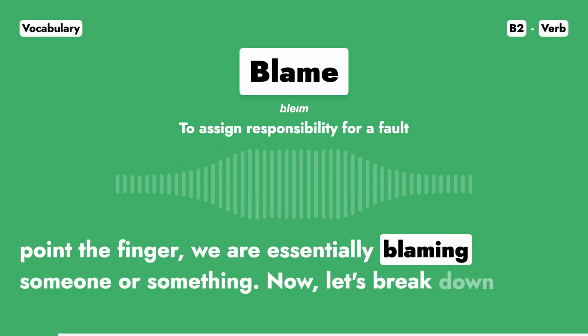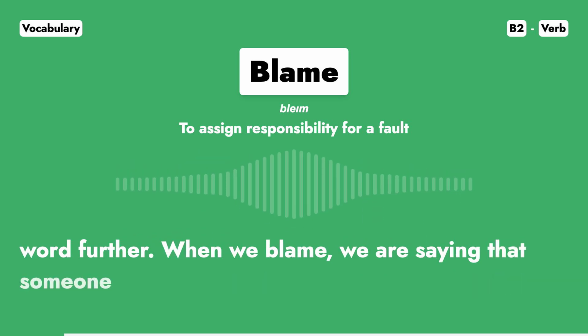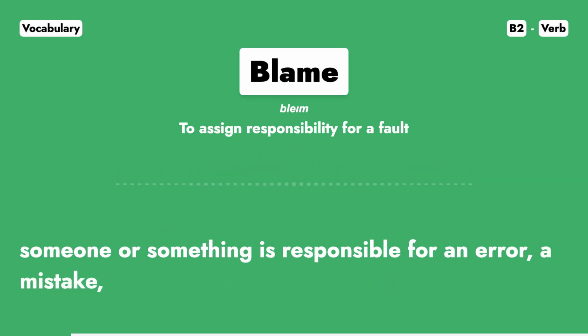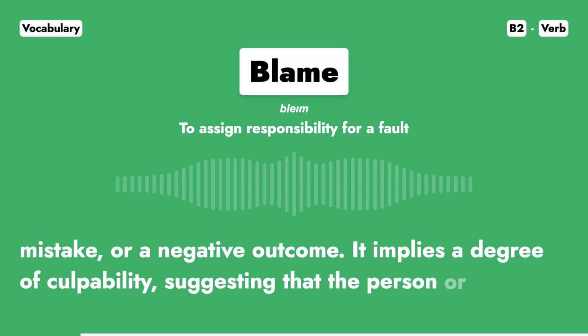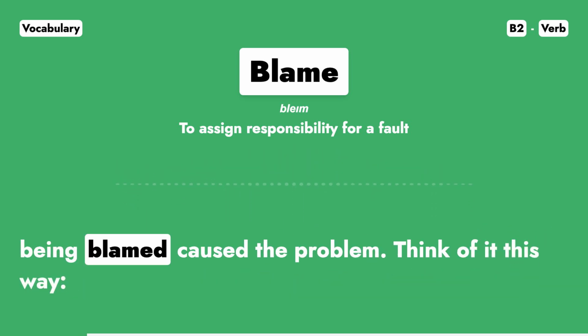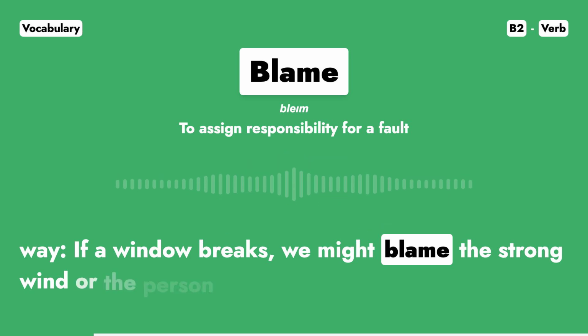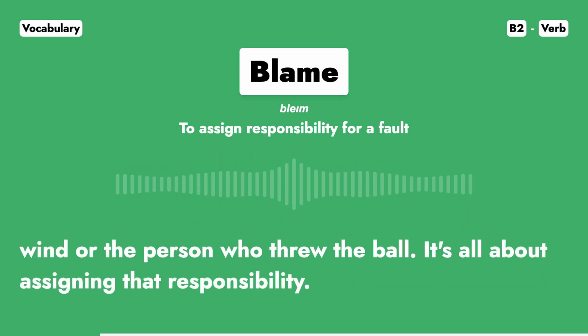Now, let's break down this word further. When we blame, we are saying that someone or something is responsible for an error, a mistake, or a negative outcome. It implies a degree of culpability, suggesting that the person or thing being blamed caused the problem. Think of it this way. If a window breaks, we might blame the strong wind or the person who threw the ball. It's all about assigning that responsibility.